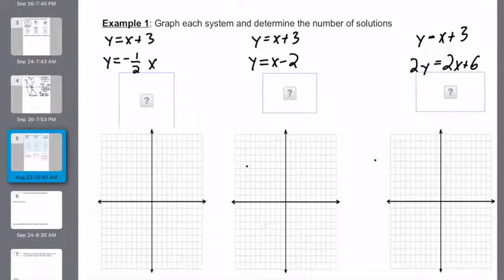All right, so as you can see here, we're asked to graph each system and determine the number of solutions. We don't actually have to work too much out here. We just want to figure out how many solutions we have. So why don't you go ahead and pause this video while you graph these 6 equations, and then hit play and we'll carry on.